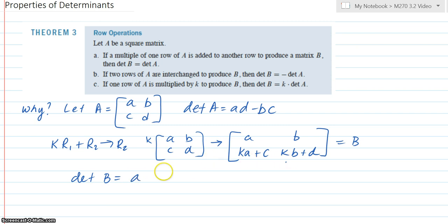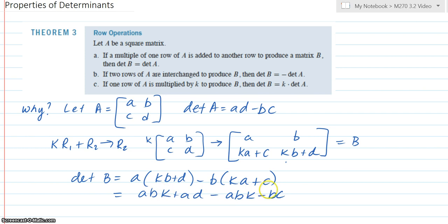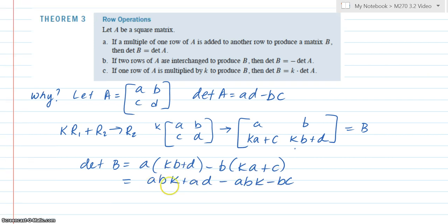So you get, it's a 2 by 2, so it's A times KB plus D minus B times KA plus C. So what happens here is, when you expand this out, the first terms cancel, so you end up with AD minus BC, which, by the way, was the determinant of A. So that shows that the determinant of B is equal to the determinant of A if you multiply one row by a constant and add it to the other. So that is part A.